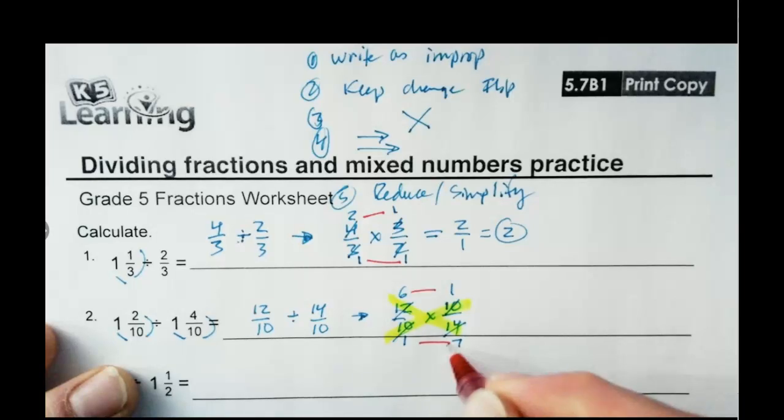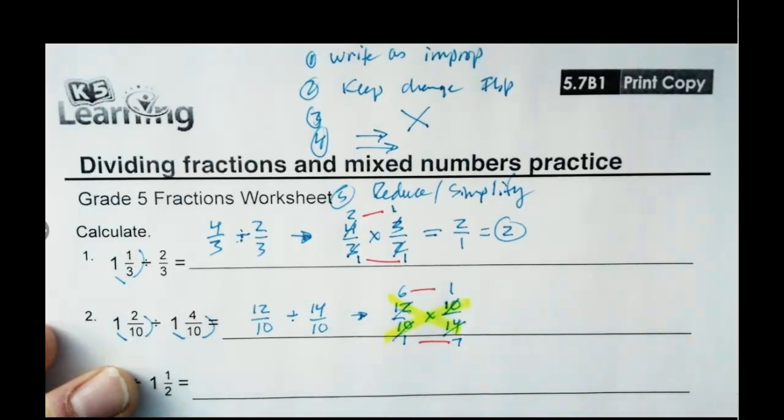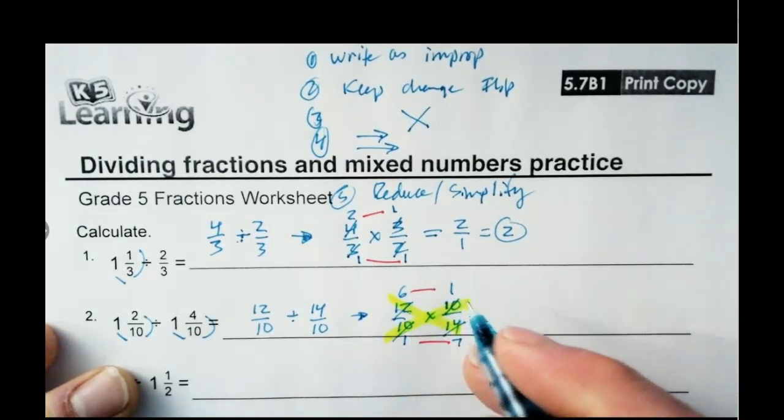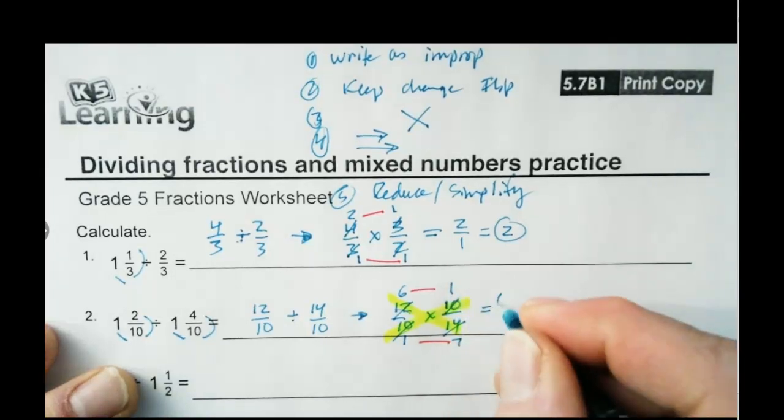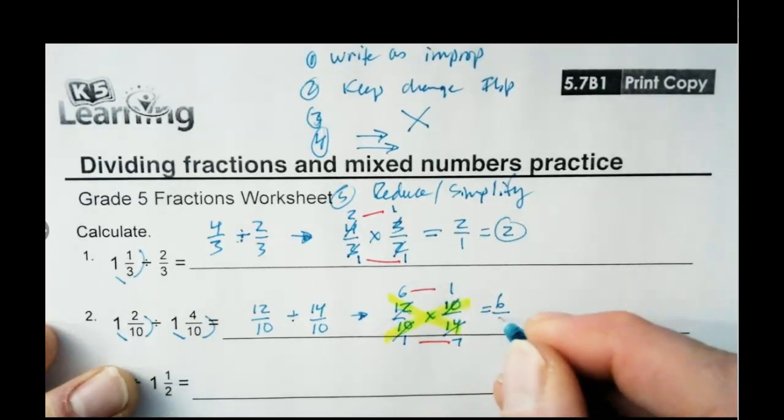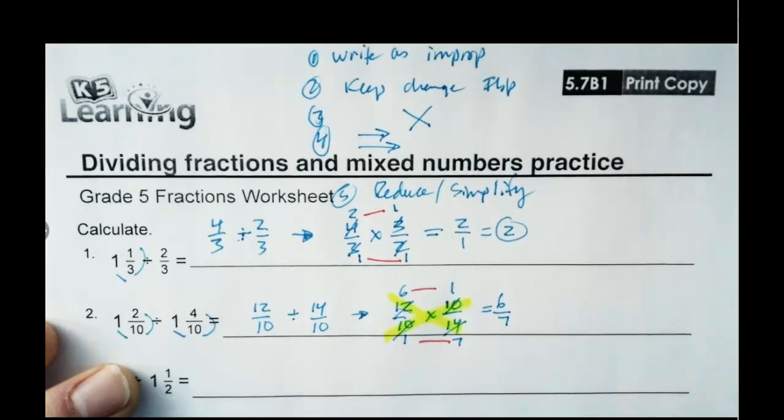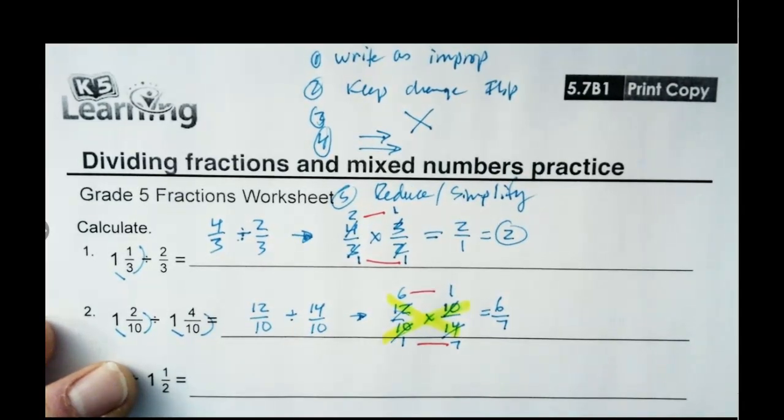So when we've got that all done, we've got 6 on the top. 6 times 1 is 6. And 1 times 7 is 7 on the bottom. We've got 6/7. Now these are neighbor numbers, so those are done.